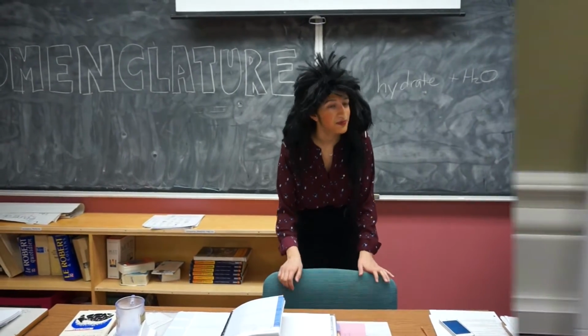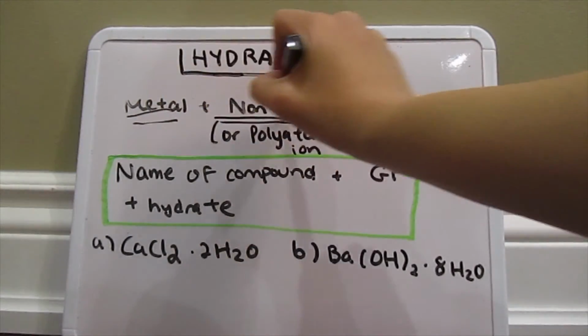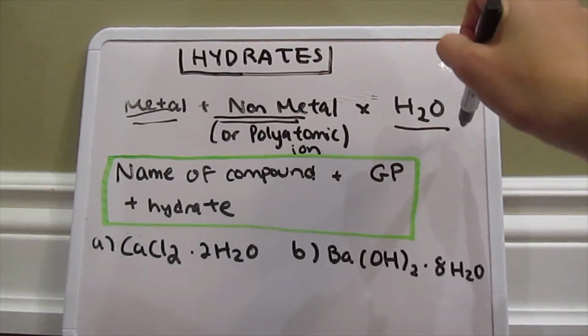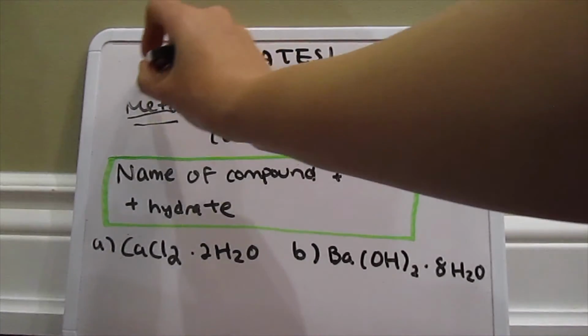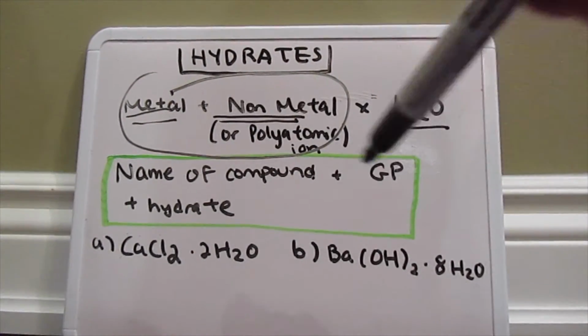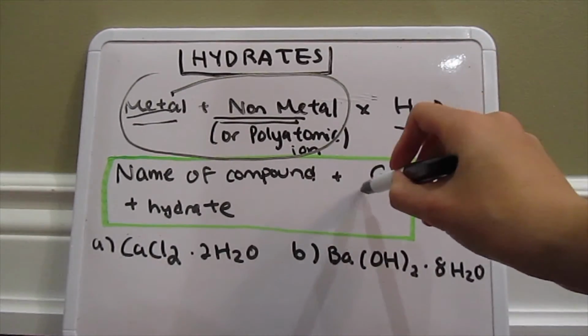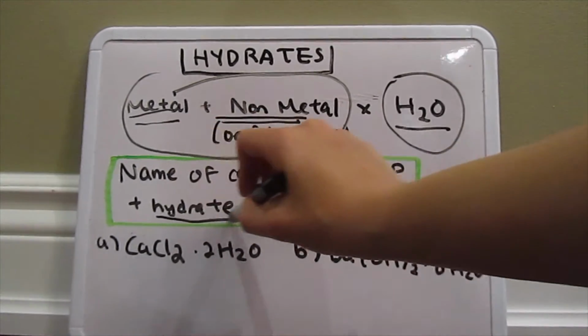Now, hydrates. A hydrate consists of a metal, a nonmetal or polyatomic ion, and water, H2O. To name a hydrate, first you name the ionic compound in the first part of the hydrate, which we learned earlier on. Then you add the Greek prefix for the number of H2O molecules, and then the suffix hydrate.